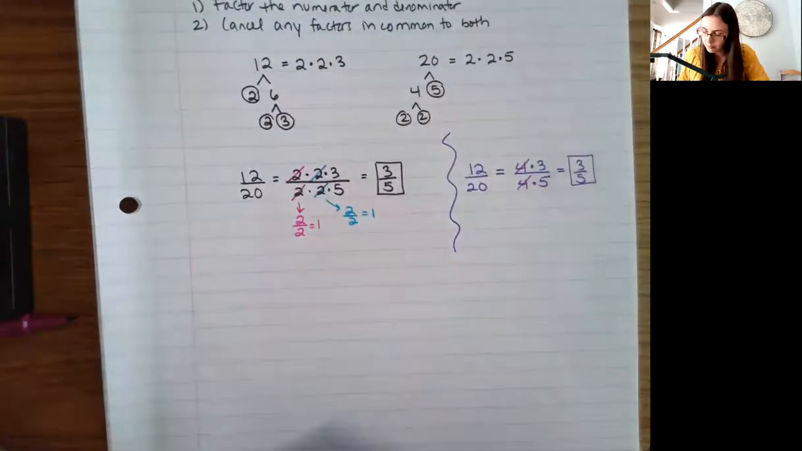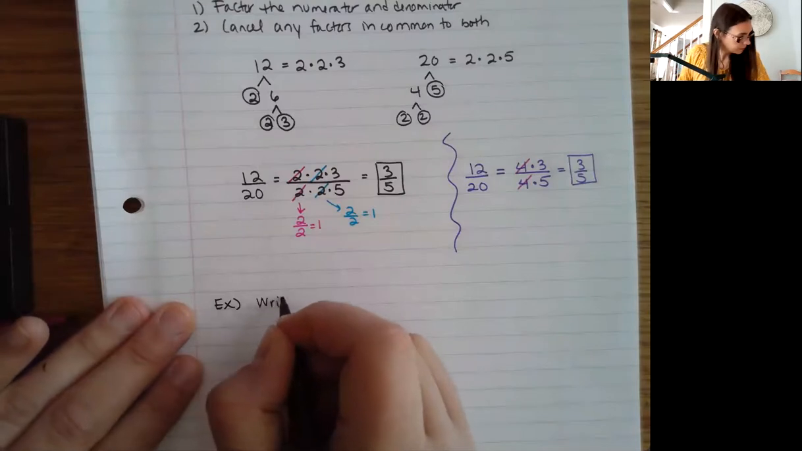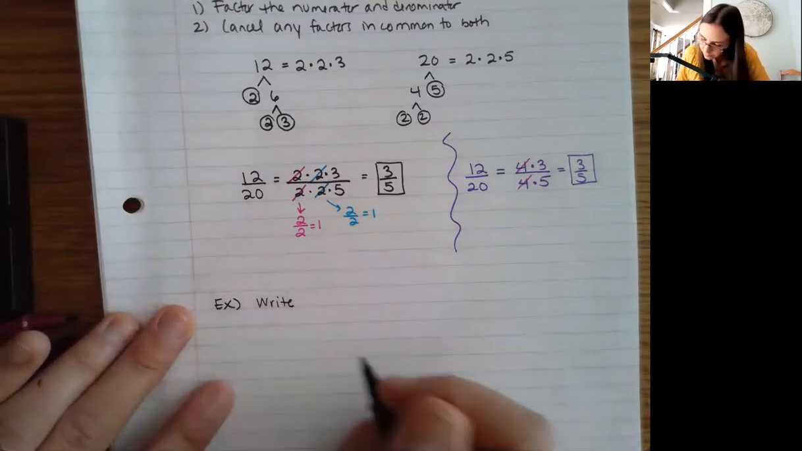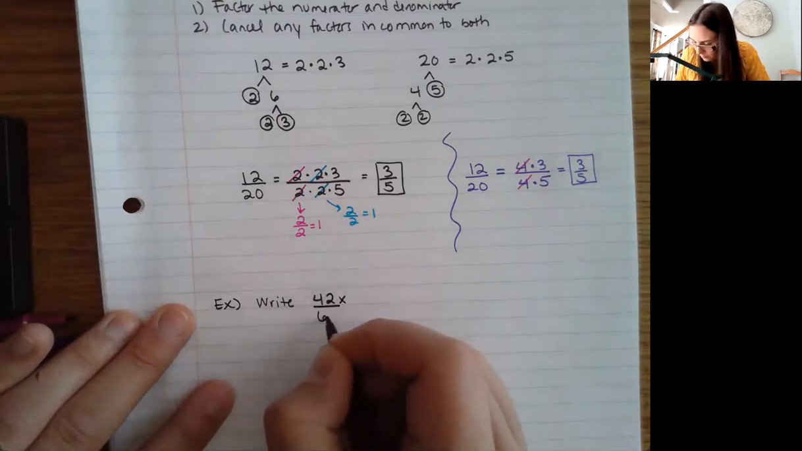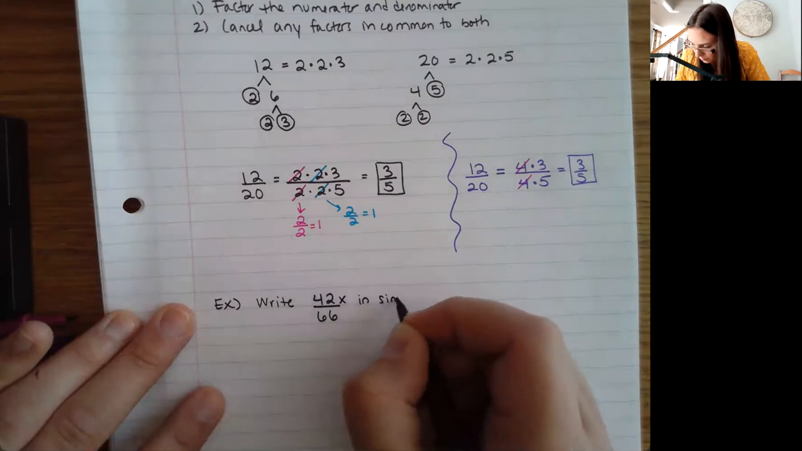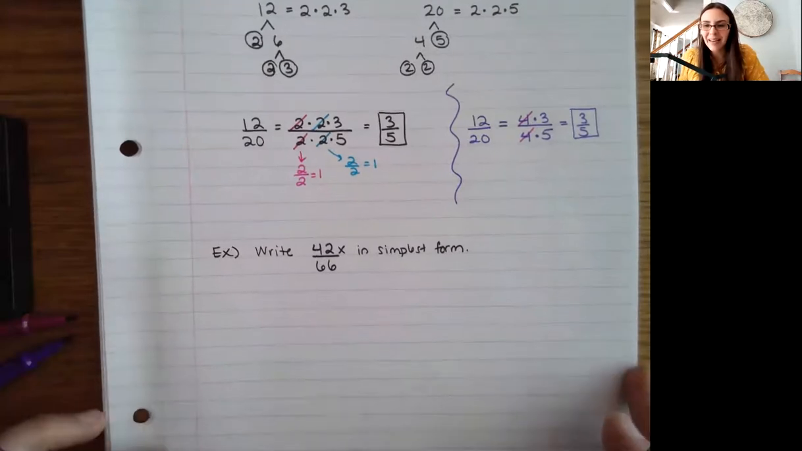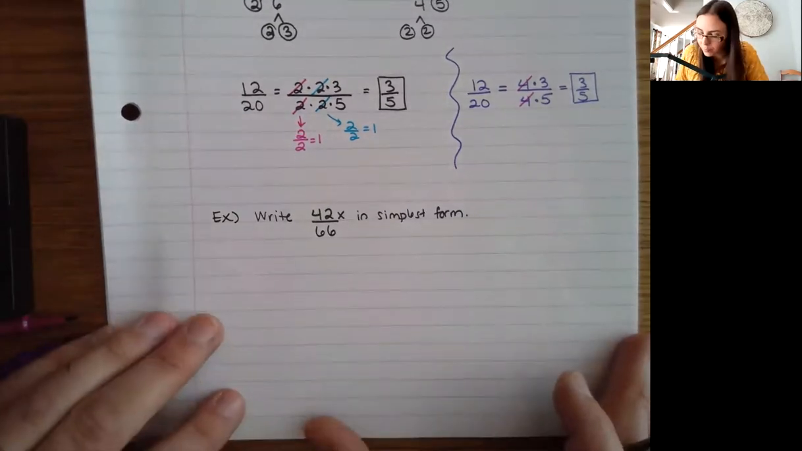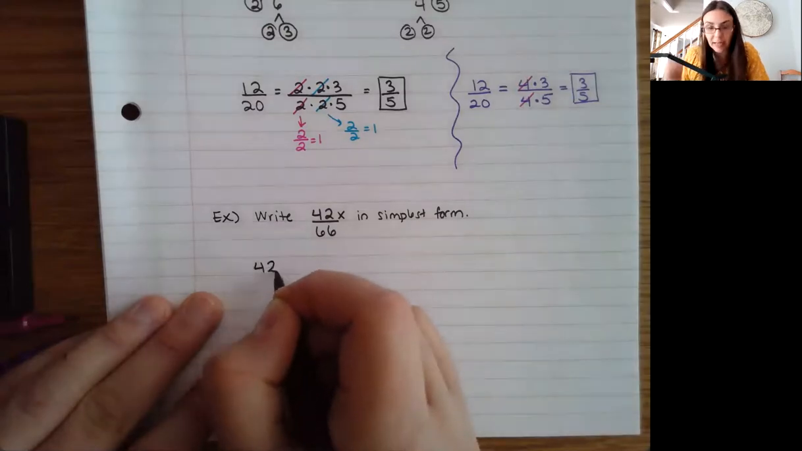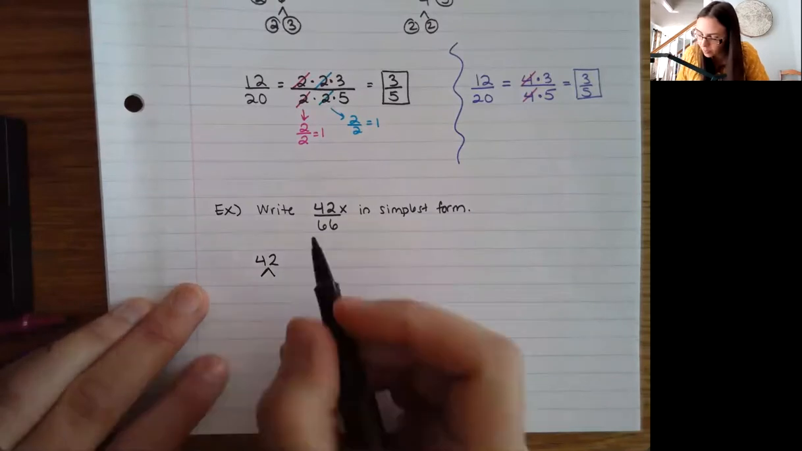Let's do another example. So I'm going to bring in an x here, so I'm mixing things up, and I'll tell you that the x is not going to make a difference. We're just going to tack that x on at the end. I'm going to focus on the 42 and the 66. So I'm going to do it with prime factorization first, and then again, we can look at more of the shortcut way.